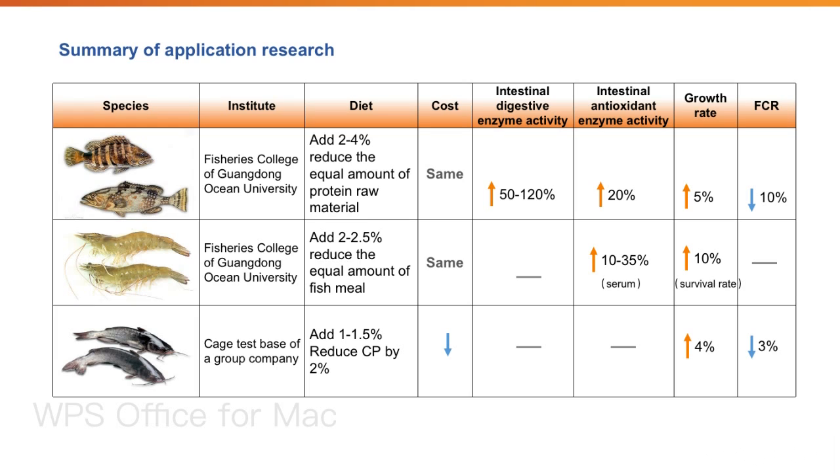And we also carried out an evaluation on catfish in a net cage experiment based on a group company, reducing the cost by 30 RMB per ton. The growth rate increased by 4%, and the FCR decreased by 3%. The above studies and applications have confirmed that Fortide has a role in promoting growth and reducing FCR in aquaculture, and these are related to the effect of Fortide in promoting the health of functional organs, especially the health of the intestine and liver.